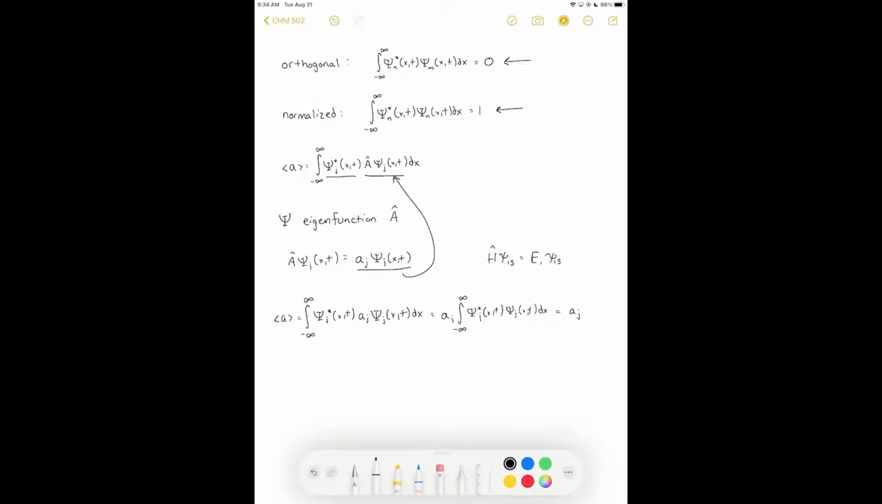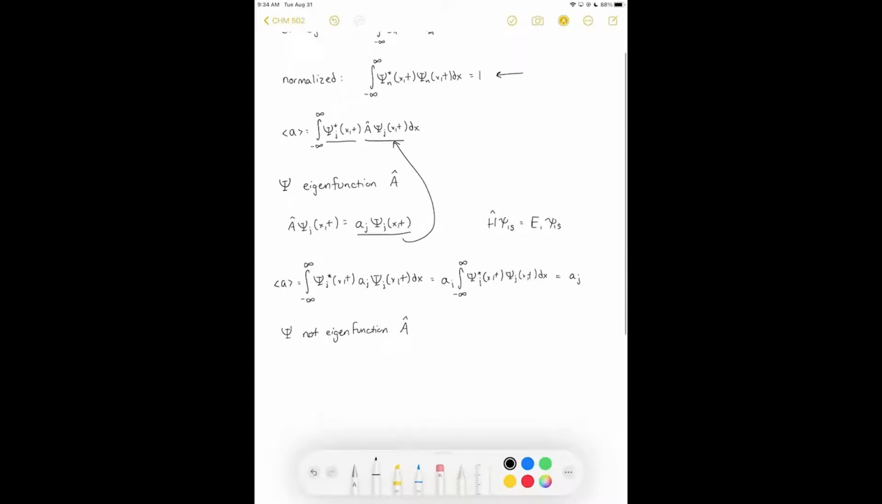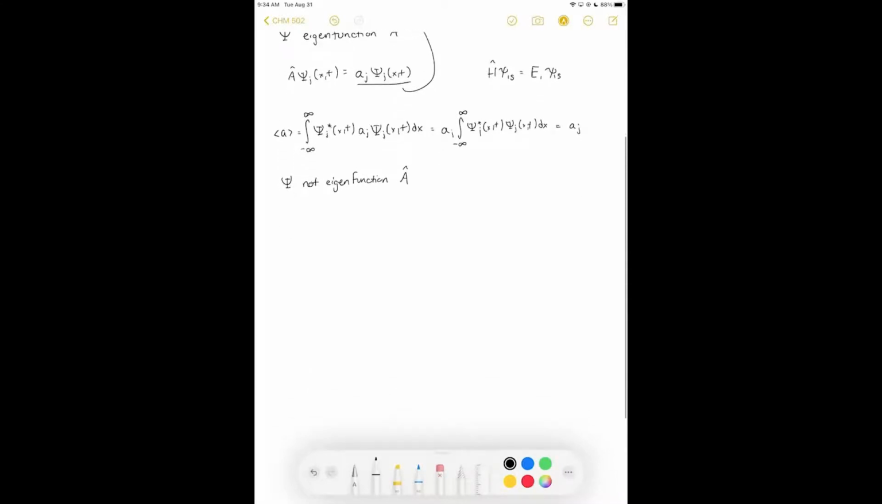What if our wave function is not an eigenfunction of our operator A? Then what do we do? Well, we've talked about this before. Recall that if our wave function is not an eigenfunction of the operator, we can build it up based on eigenfunctions of that operator. So if our wave function of x and t is not an eigenfunction of operator A, we can always represent it as the sum of eigenfunctions of operator A.